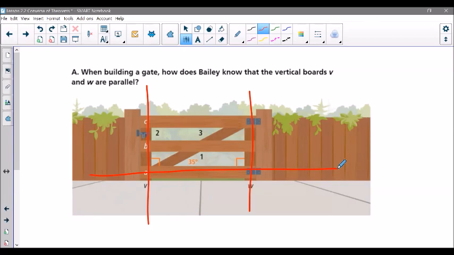Because they're perpendicular. Yeah, exactly, right? Look at line A and line V. Those are perpendicular, and then line A and line W are also perpendicular. These two lines, these two vertical lines, are both perpendicular to the same line. Thus, V and W are parallel.